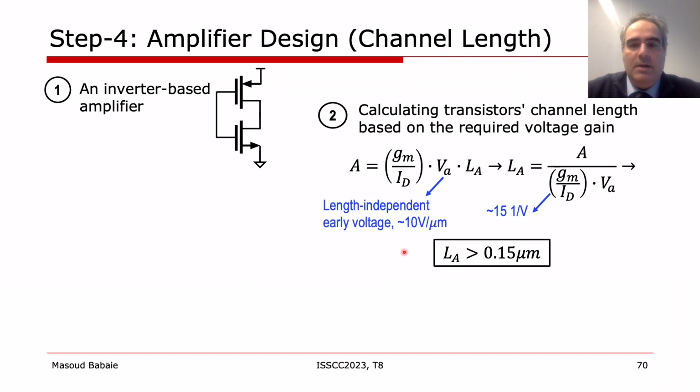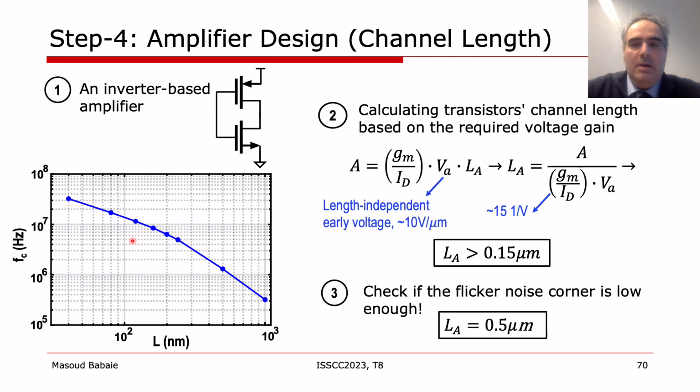However, this is not the entire story. To finalize the length of the transistor, we should also look at the transistor's flicker noise corner. By choosing a channel length of 0.15 micrometer, the flicker noise corner of the transistors can be above 10 MHz, which is more than the 3 dB bandwidth of the receiver, thus degrading the noise figure of the receiver dramatically.